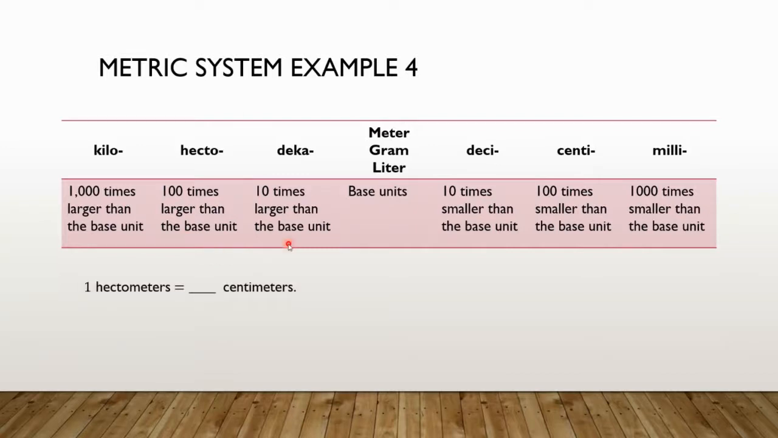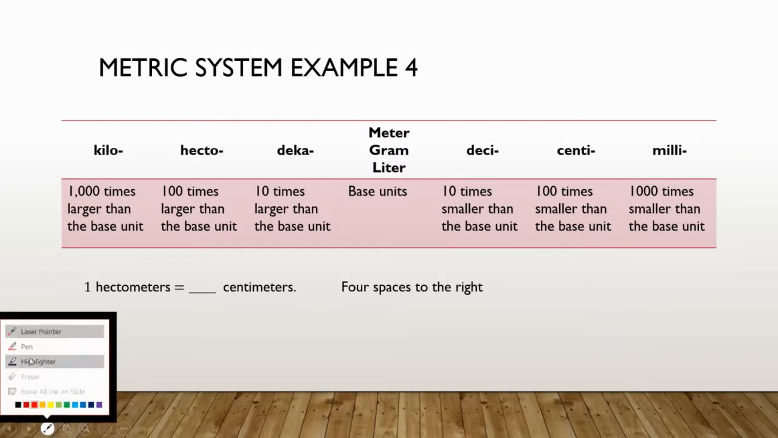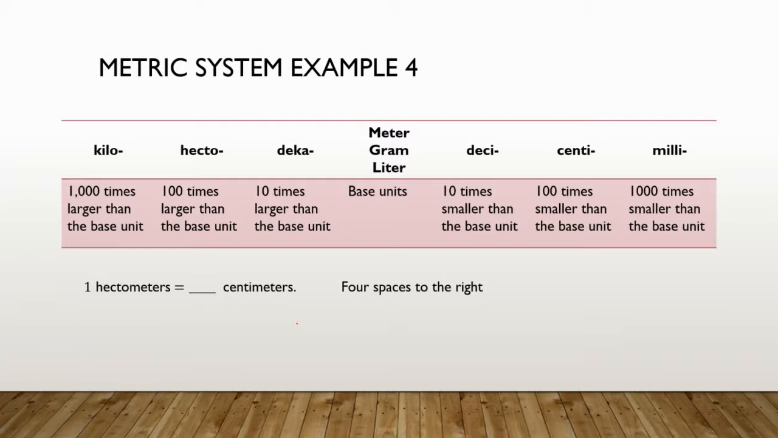So we have 1, 2, 3, 4. Right? So we started here. To get to centimeter, we go 1, 2, 3, 4. So we go 4 spaces to the right. So we're going to move the decimal point 4 spaces to the right.